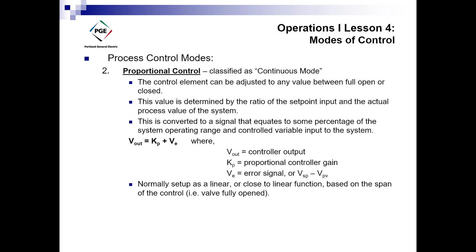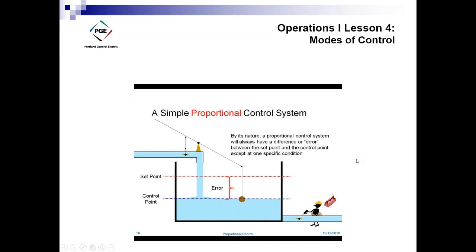Some important features of proportional control. Make sure you set the system up right. So this is just a simple system, a level control system. So this is your error, and there can be a deadband. Once the level goes down about here, then your system comes up.